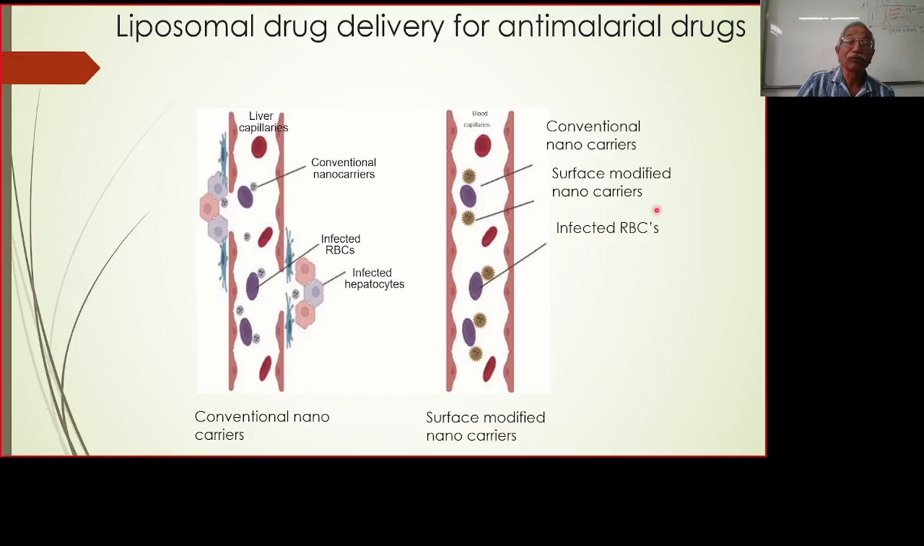So liposomal drug delivery is another antimalarial drug delivery approach. They have conventional nanocarriers, and these are your RBCs, and your conventional nanocarriers might be smaller than the RBC. Then you have infected hepatocytes. These nanoparticles will go there, and then they will kill the plasmodium cells there. This is how conventional nanocarriers, surface modified nanocarriers, and infected RBCs are all simultaneously working in the bloodstream. If the RBCs are infected with plasmodium, then obviously they have to be treated. This is where the treatment can happen using liposomal drug carriers, conventional nanocarriers and surface modified nanocarriers. During circulation, they interact with each other and kill the parasites which are affecting the RBCs.